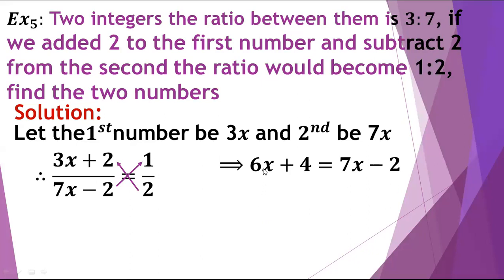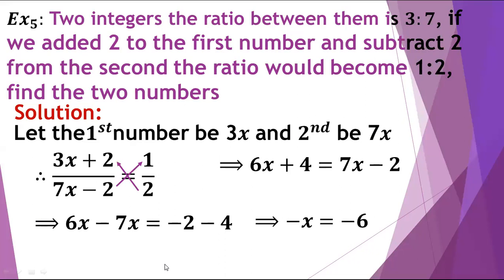We can move 6x to the other side with a negative sign, and then we can move negative 2 with a positive sign to the other side. It's going to be 6x minus 7x equals negative 2 minus 4.